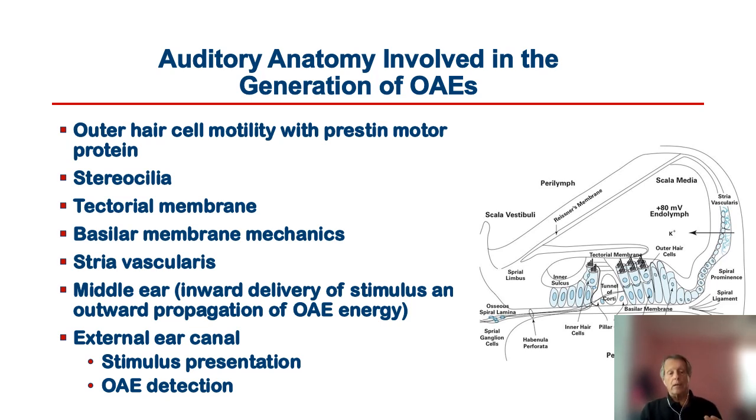Now, even the middle ear is involved in measurement of OAEs because we must get the stimulus through the middle ear to the cochlea, and we must get the OAE activity from the cochlea back through the middle ear to the external ear canal. And of course, anything in the external ear canal, excessive cerumen, foreign objects, some pathology of some type, could affect OAEs. So OAEs are a very sensitive measure of the ear and specifically of the cochlea and more specifically of the outer hair cells.